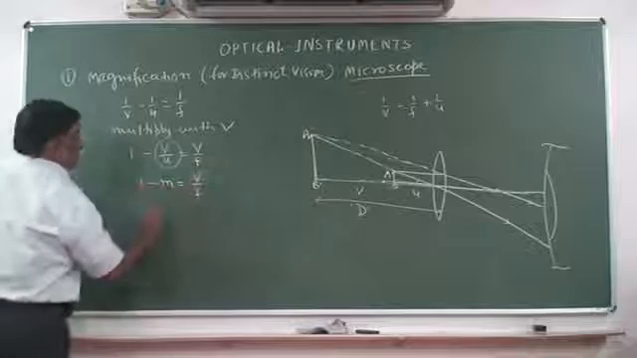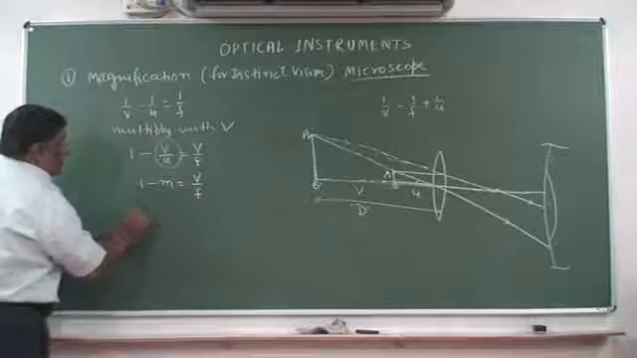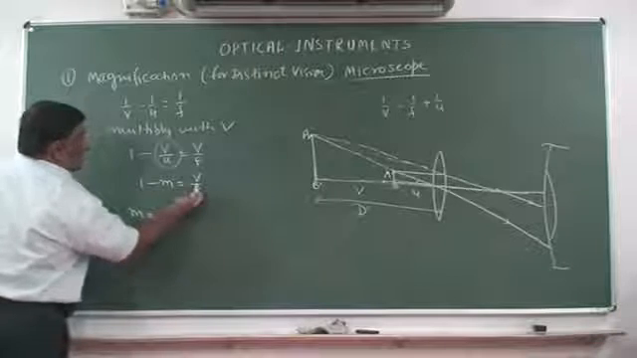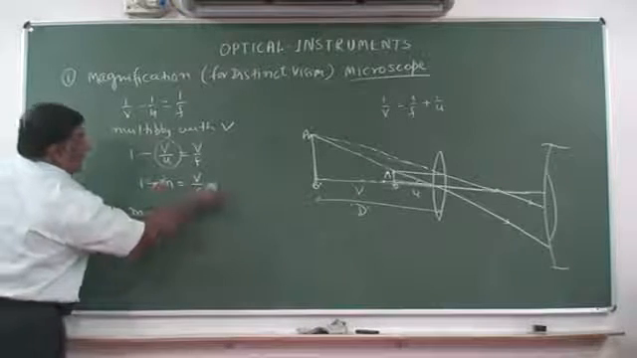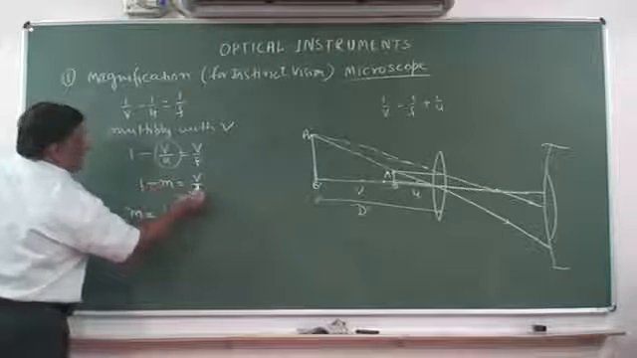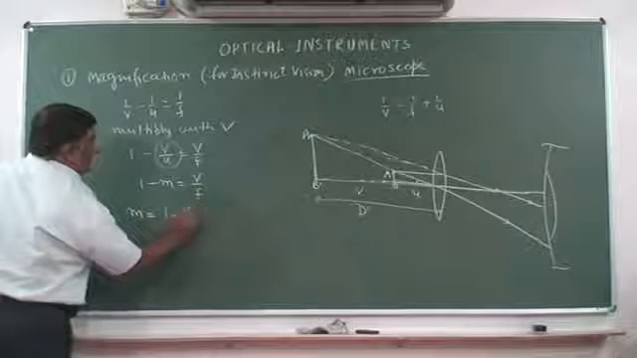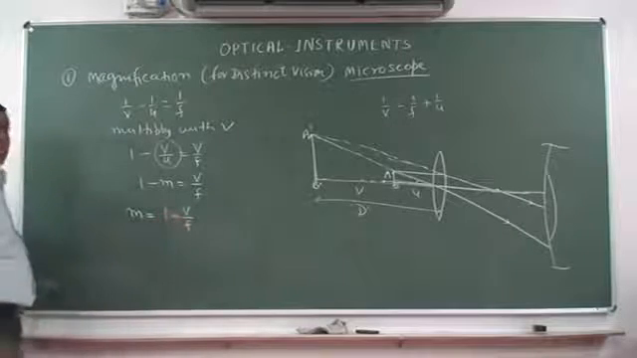So, how much is magnification? The magnification M is equal to 1 plus... see, bring this here, this M becomes plus and this coming here becomes minus. So, this will be 1 minus V upon F.